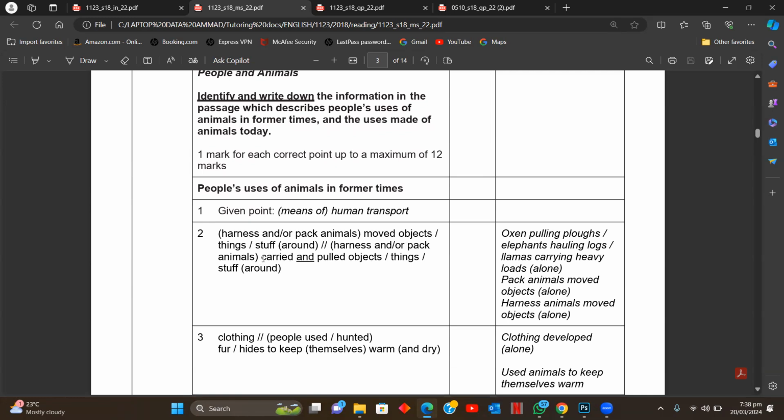For example, the first point over here is means of human transport. They've already given you this point. And then the second point is harness or pack animals, moved objects, harness or pack animals carried and pulled objects. Now if you only write carried objects, your answer would be incorrect. Carried and pulled objects, this will be the correct answer. So the examiner is looking for very specific words when you pick up notes to make a summary. Guys, is this clear to you?